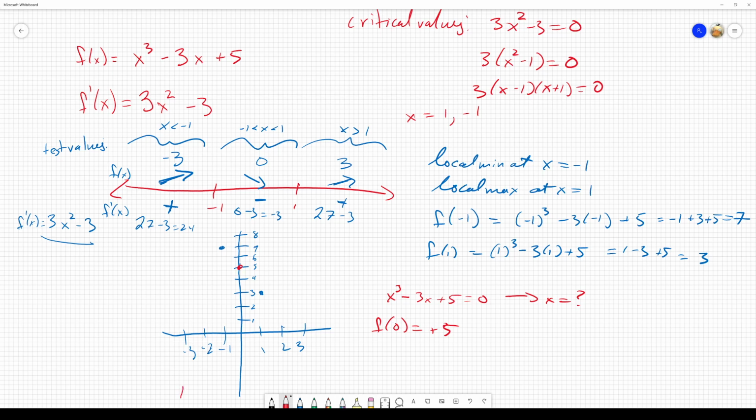So, okay. If x is less than negative 1, f prime is positive, which means f of x is increasing. Then between negative 1 and 1, f prime is negative, so f is decreasing. And then when x is larger than 1, f prime is positive, so f is increasing again. And so your graph of your function is going to look roughly like this. And that's the basic idea behind graph sketching.